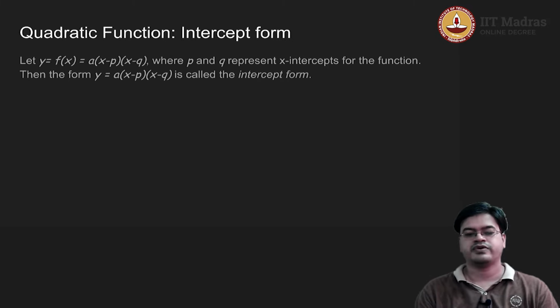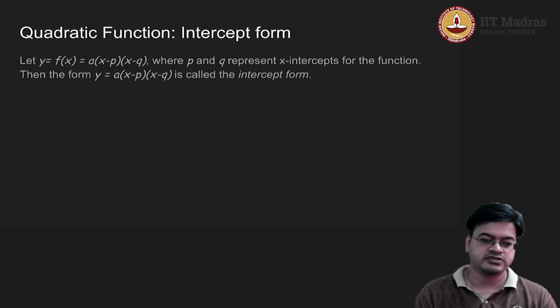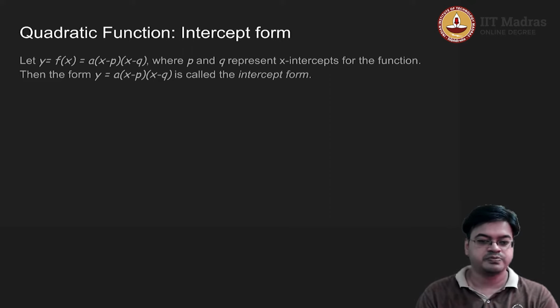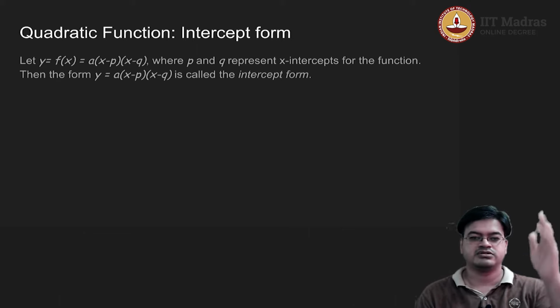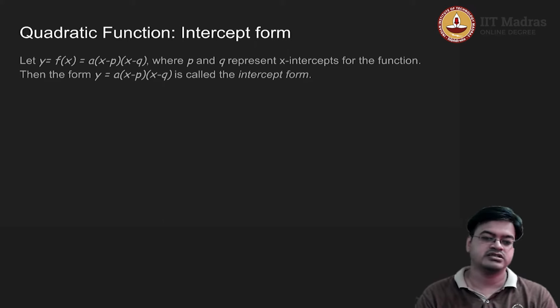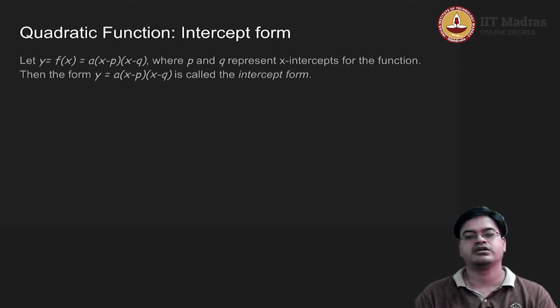If y is equal to f(x), which is a quadratic function, is written in this form: a times (x minus p) multiplied by (x minus q), where x minus p and x minus q are called binomials, where p and q are nothing but the x-intercepts of the quadratic function. So essentially, you have seen a graph of a function and located the two x-intercepts of the function. Whenever the expression is possible in this form, you write y is equal to a(x minus p)(x minus q), and this form is called the intercept form.